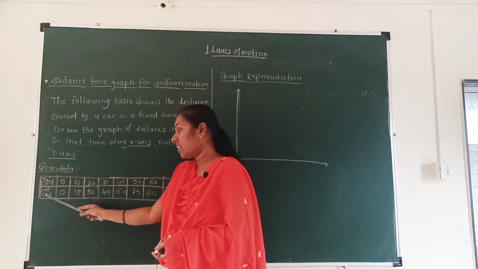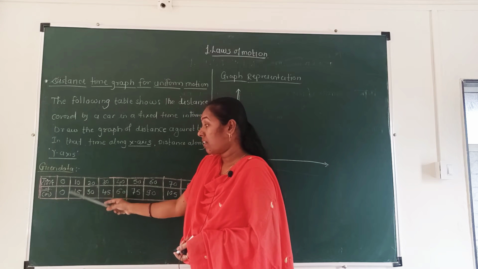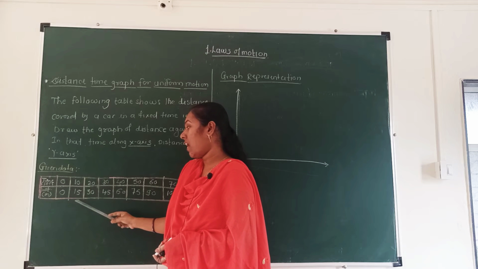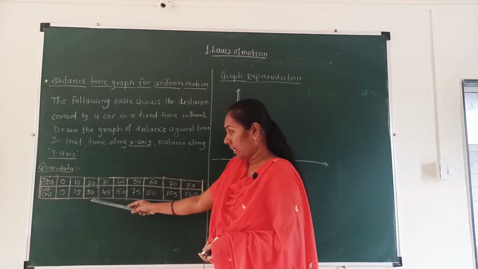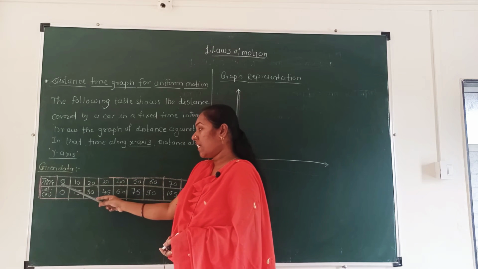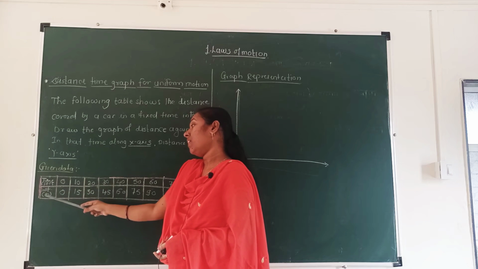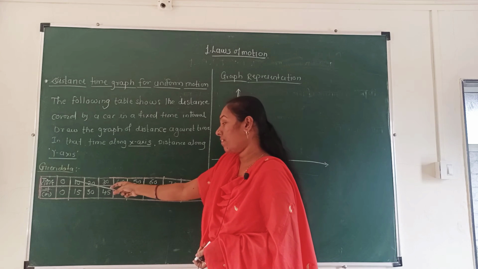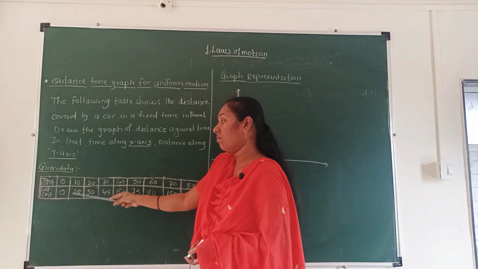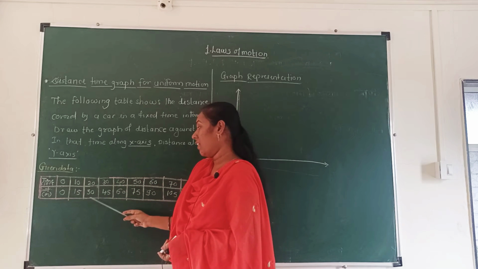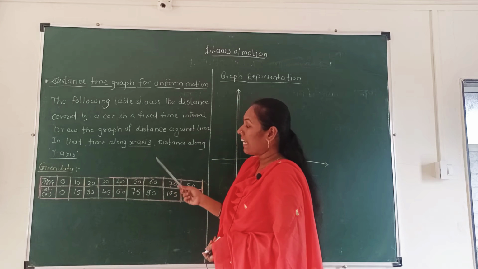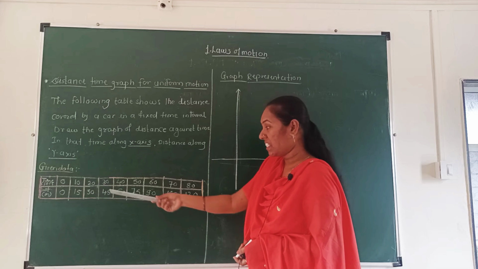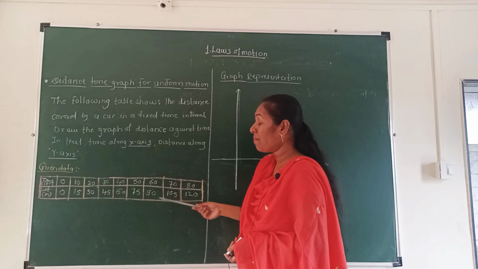In this equal time, the distance covered by the car is shown in meters. When the time is 10 seconds, from 0 to 10 seconds, the distance covered by the car is 15 meters. After that, when the time is 20 seconds, the car covers 30 meters, meaning in each 10 seconds the car covers 15 meters of distance.